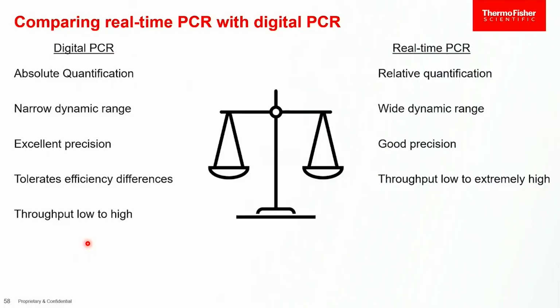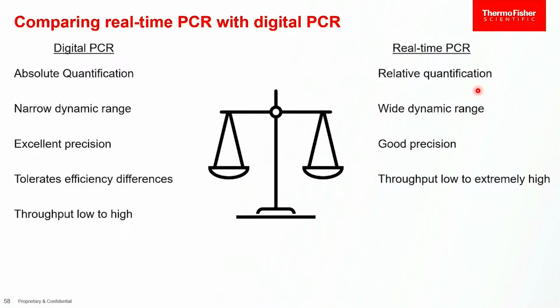And then it's good for the lower throughput end. We've got limitations for cost and time. Our qPCR instrument can run 384 samples at one time. Our digital system can run 16. So we have a big throughput difference.